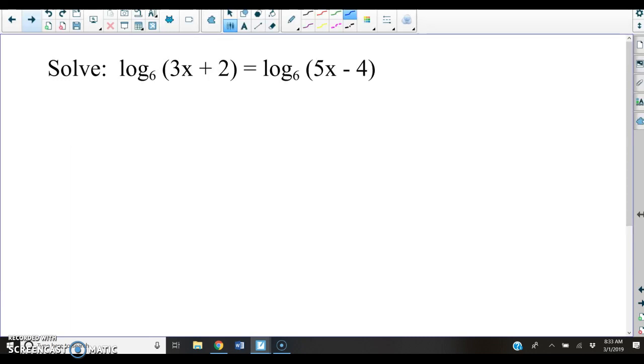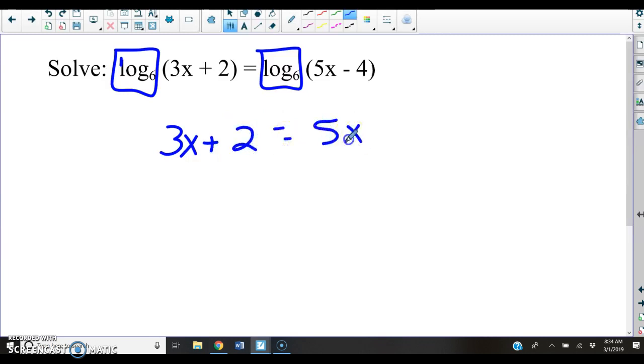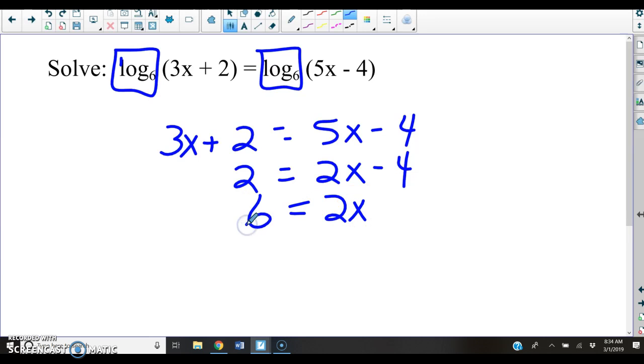Quite a simple one. These are the kind you hope all of them are going to be. Sorry to break your hearts, it's not going to happen. These both have log base 6. So the expressions would simply be set equal, and you would go to work solving that. So to solve that, I'd subtract 3x from both sides and add 4, and you do it in one step, not two, and then you divide.